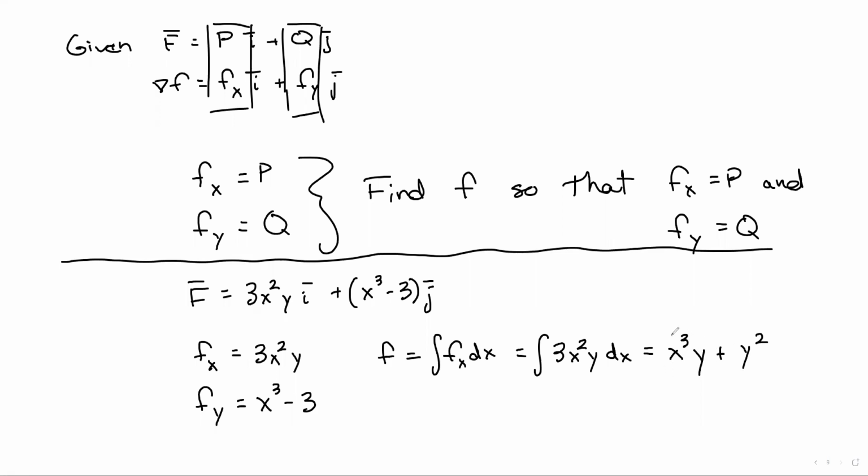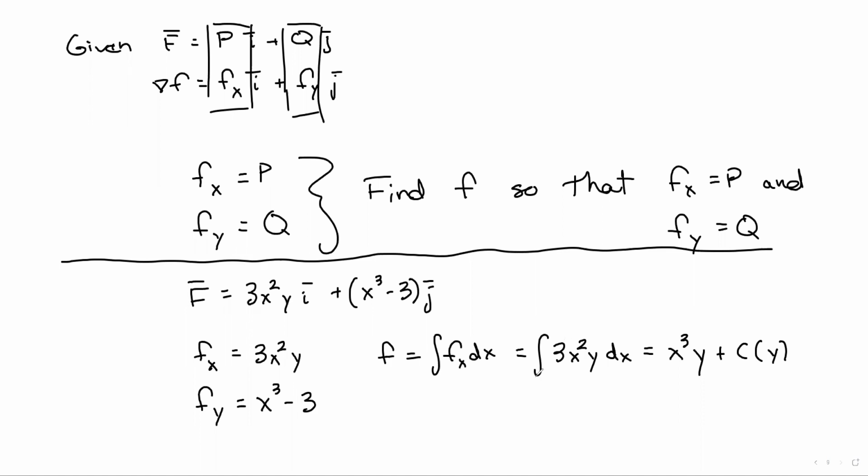The derivative of this part with respect to x, you treat y as a constant. The derivative of this part, you'd get 3x squared y. That's this. The derivative of y squared with respect to x, you're treating y as a constant. The derivative of y squared would be 0, and so y squared would go away, right? And so that plus c of y represents the y stuff that would go away if you differentiated this with respect to x, right?